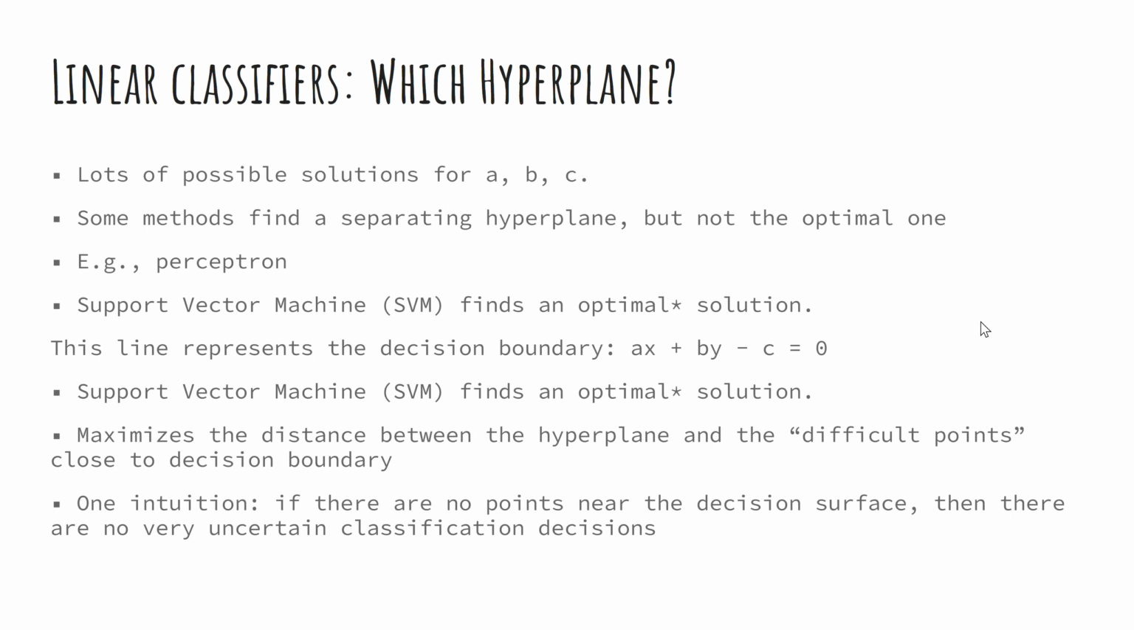Linear classifiers. Which hyperplane? Lots of possible solutions for a, b, c. Some methods for finding a separating hyperplane, but not optimal, for example, perceptron. Support vector machine finds an optimal solution.